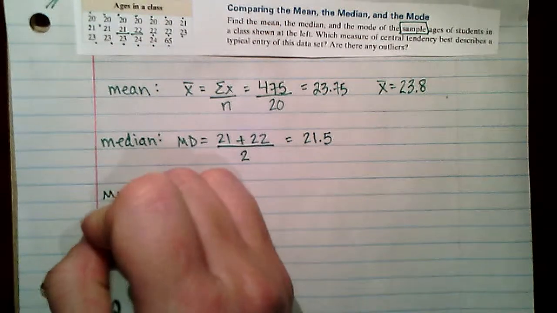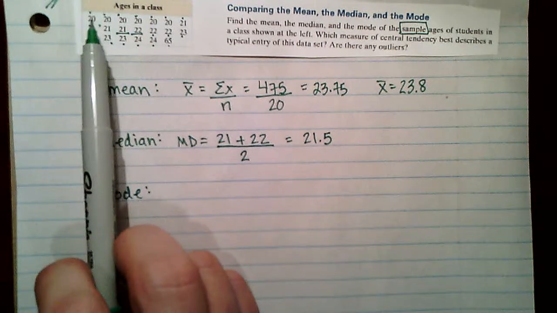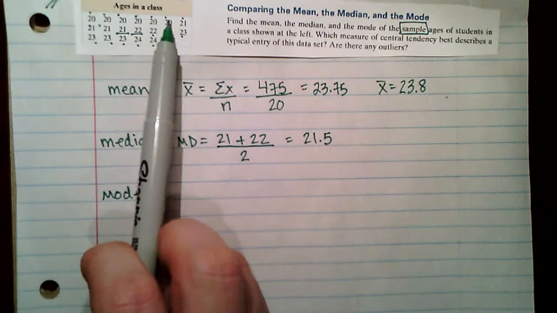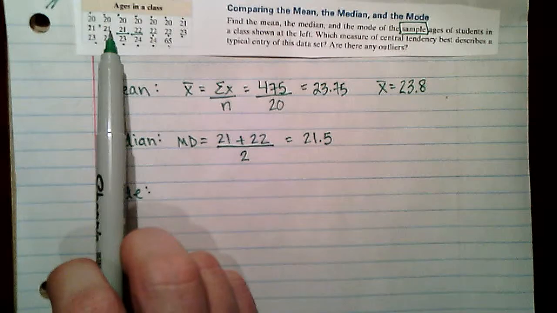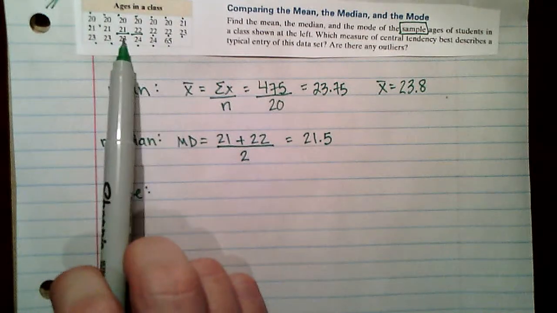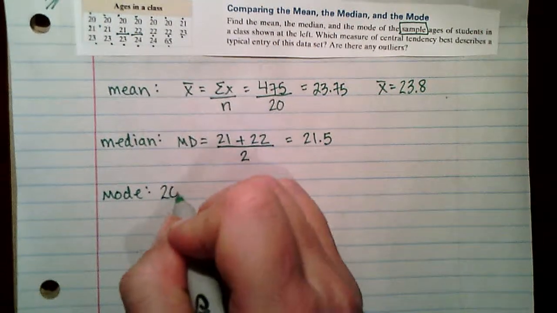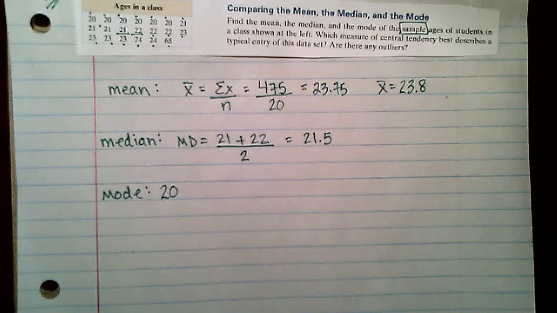And then the mode is the number that occurs most frequently. So I've got 1, 2, 3, 4, 5, 6 that are 20, 1, 2, 3, 4 that are 21, 3 that are 22, and 1, 2, 3, 4 that are 23. So my mode is going to be 20 because 20 occurs the most frequently.